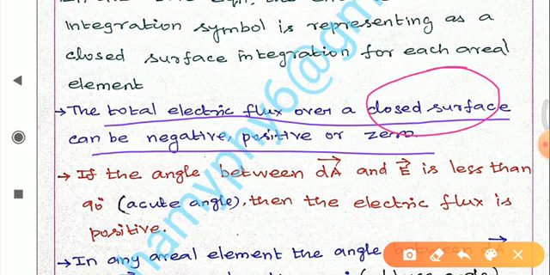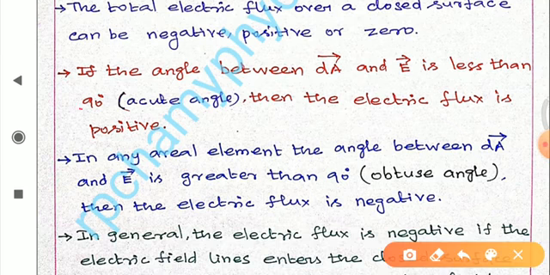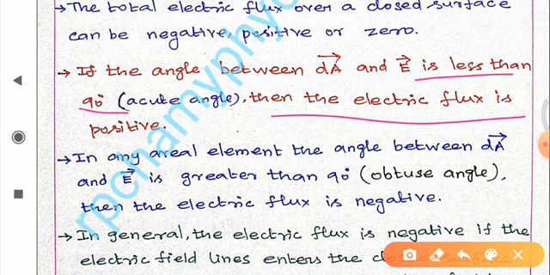Then consider the angle between dA and E. What is dA? dA is nothing but the normal drawn to the surface, and E is the electric field. If the theta value is an acute angle, less than 90 degrees, then the electric flux will be positive, because cos 0 is 1. So for less than 90 degrees, it takes the positive region.